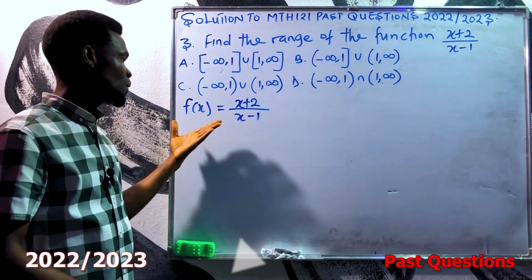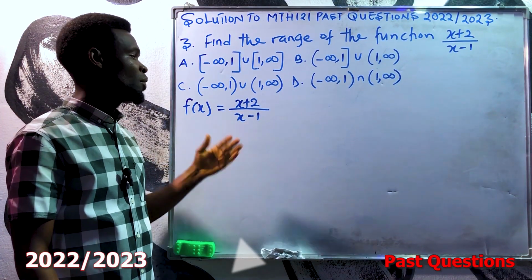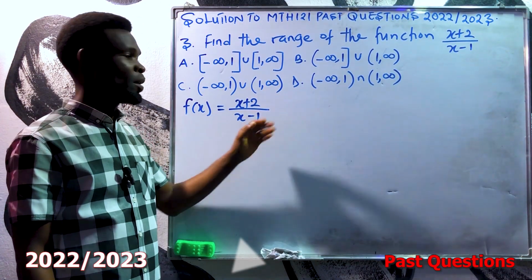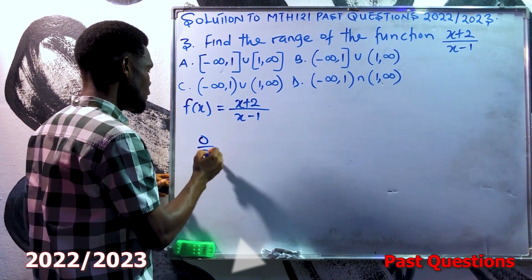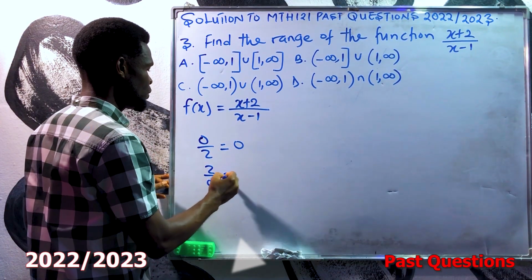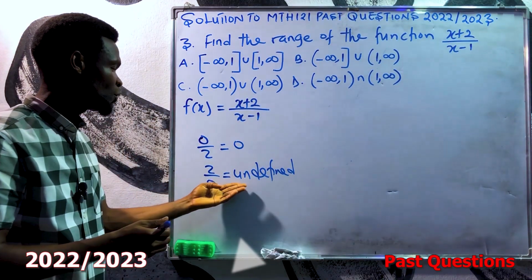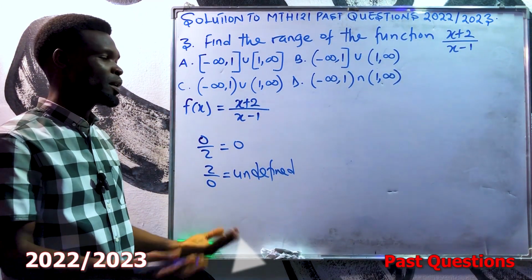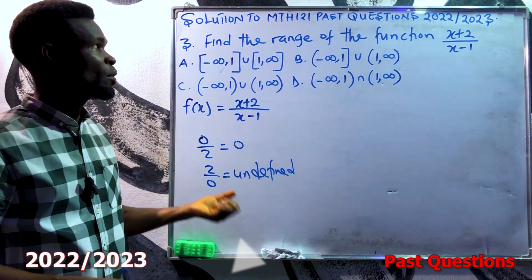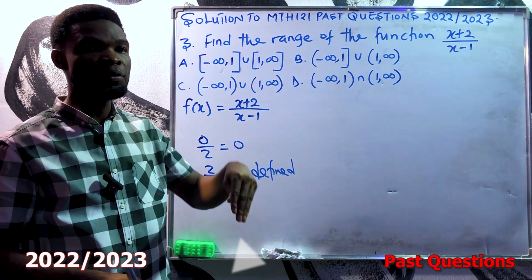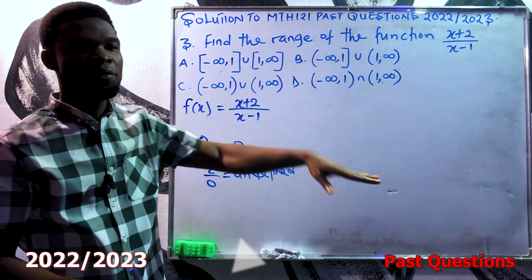Please note, first of all, that this is a rational function. Already we know the rational function is a function in fraction form whose denominator cannot be 0. For instance, 0 over 2 is 0, but 2 over 0 is undefined. So, when the denominator of a fraction is 0, it is undefined, meaning it doesn't exist, doesn't make sense. So, when we say domain of a function, it has to do with the set of input values of x, but range has to do with the set of output values of y.